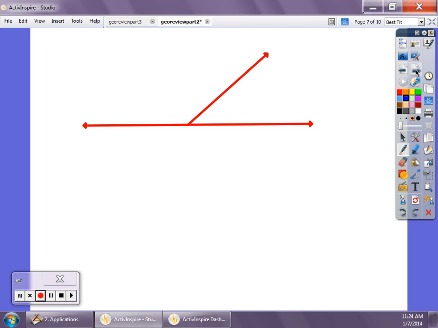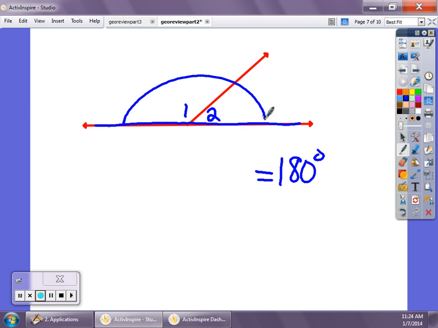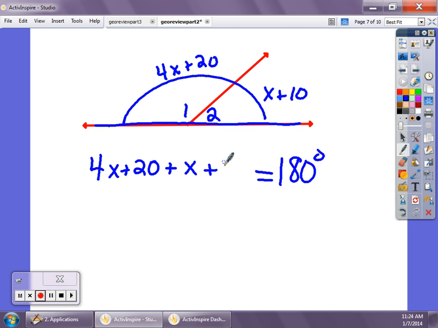We're going to use the same picture. So angle 1 and angle 2 add up to how much? I heard it. 180. Because this straight line is a straight angle and it's worth 180. I think of it this way too, it's kind of like the whole protractor. Okay, so they told me this is 4x plus 20, and they told me this is x plus 10. What's my equation? 4x plus 20 plus x plus 10. Remember, if you forget, you can put a 1 there because it's 1x.